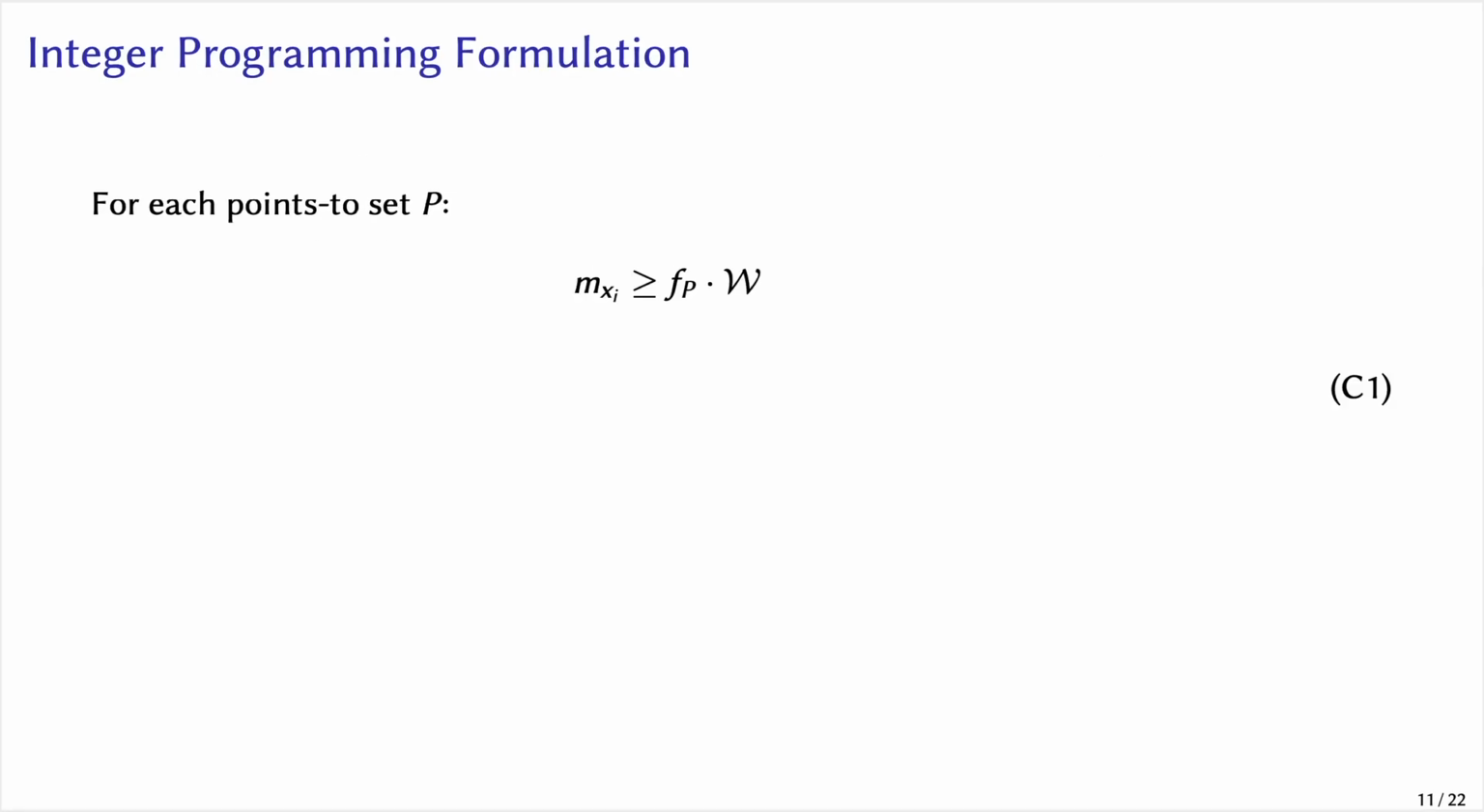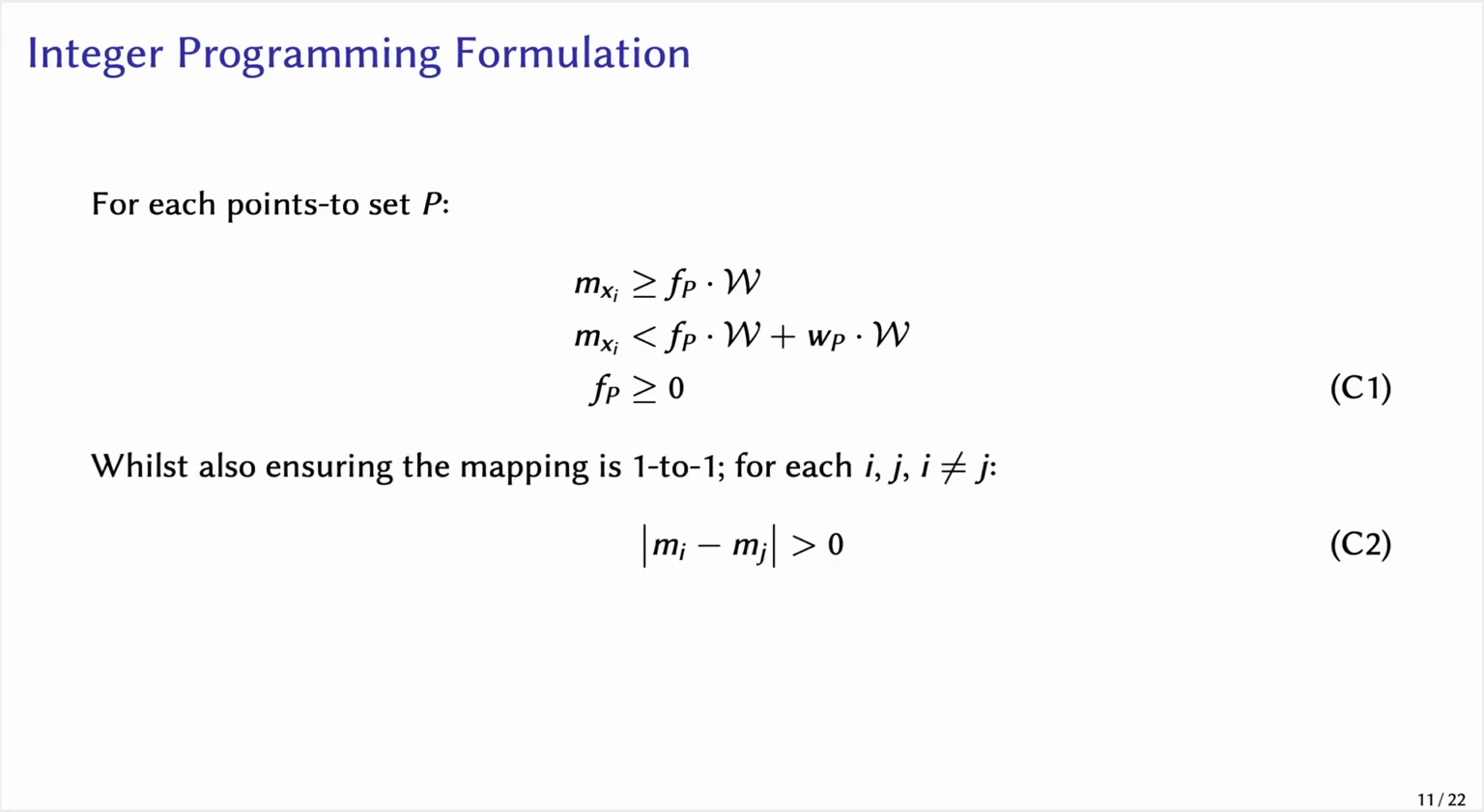Based on this, we generate constraints for every points-to set P. Each m_xi should be greater than or equal to the offset multiplier f_p multiplied by the word size, in other words, the smallest possible identifier in this points-to set. And also, m_xi should be less than that smallest identifier plus the range up to the largest possible identifier in the best case representation of P. That is, m_xi is within some range of size small w for P. The offset multiplier should be greater than or equal to 0 as we don't want negative identifiers. We also need to ensure the mapping is one-to-one. No two objects should map to the same identifier, and neither should two identifiers map to the same object. The absolute value function is not linear, but can be linearized.